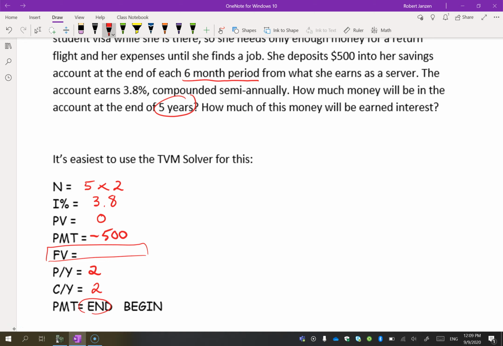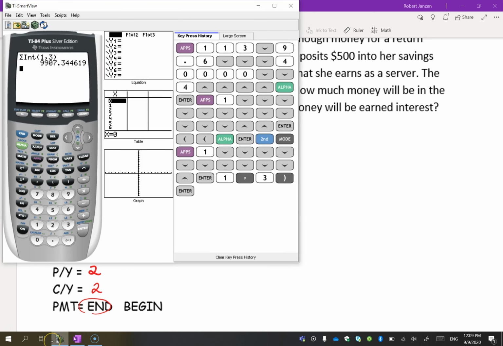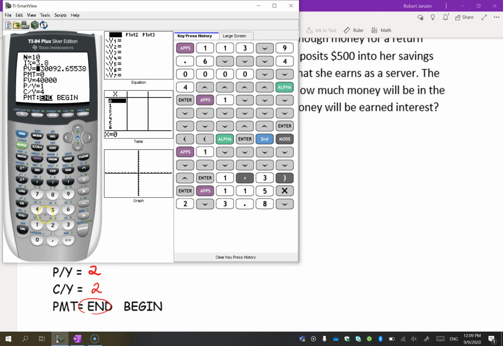Okay, so let's grab your TVM solver. Maybe I'll even do it with you. Okay, so let's go to Apps. All right, so now you can go 5 times 2. If you go 5 times 2, it'll put 10 for you. 3.8, starting with nothing. We're going to make a payment of -500. Notice which negative I used. I didn't use subtract 500. Okay, I want 2, and I want 2.